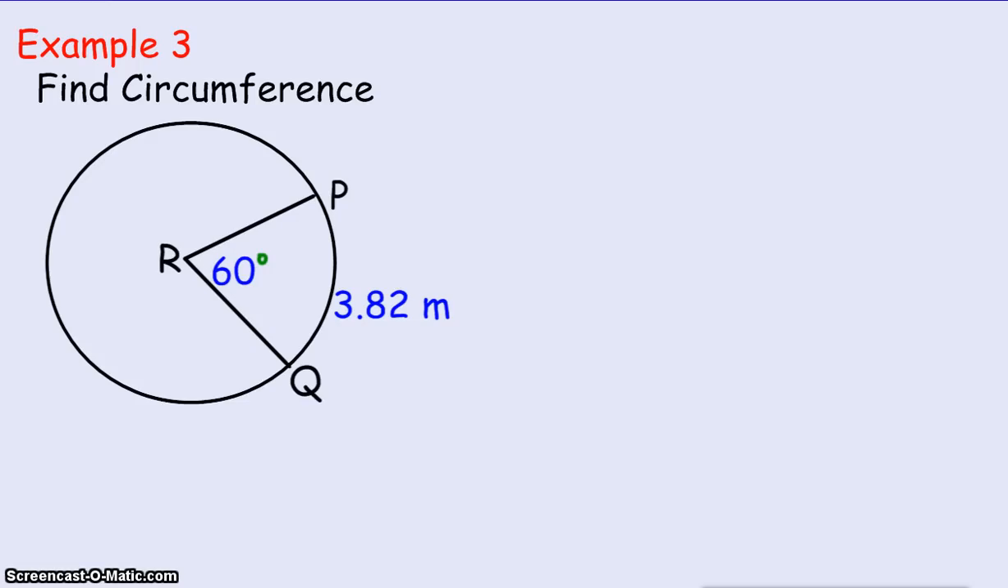So, remember that the formula is 60 over 360, the measure of the angle over 360, times 2 pi r, equals the arc length, so 3.82. Now here's the cool thing, this 2 pi r is circumference. So in replacing the 2 pi r, I'm going to put a big C there, because my goal is to solve for C. If I was going to solve for radius, I would leave it in terms of 2 pi r.